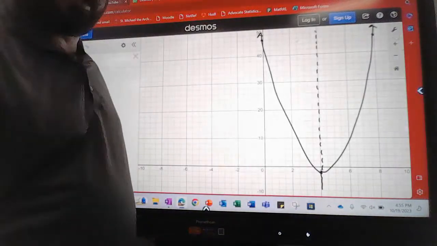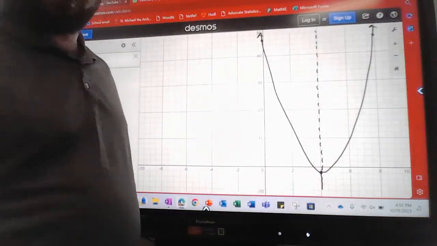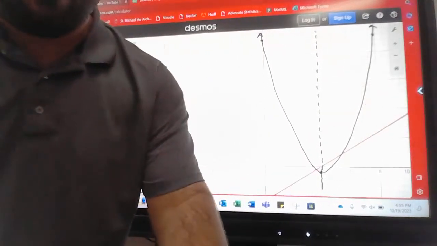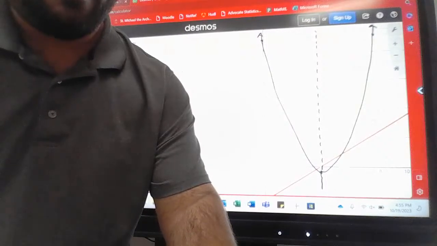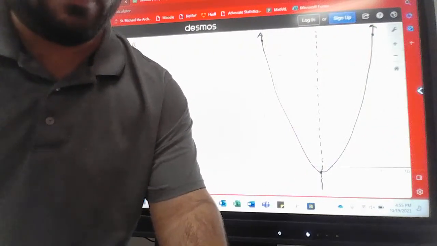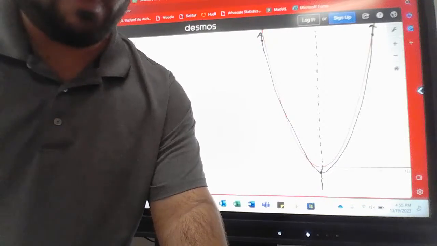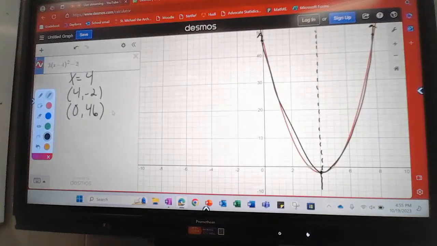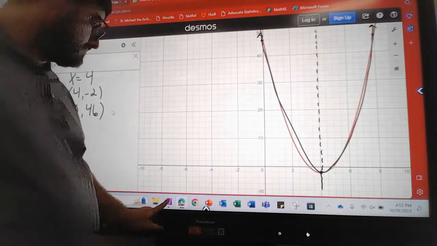Now I'm going to go ahead and type it in just to make sure that we did everything right. So 3 times x minus 4 squared minus 2. And there we go. It matches up. It matches up.